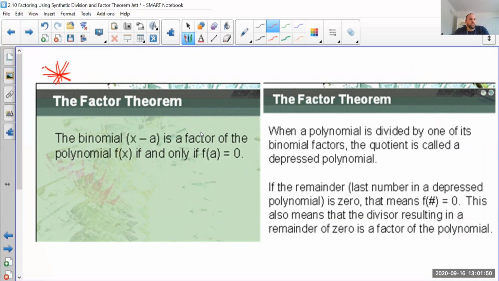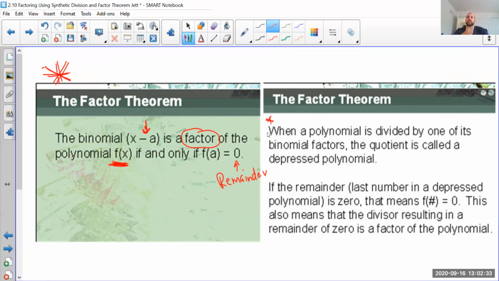What I just explained to you, that's what this says. So the binomial x minus a is a factor of the polynomial f of x if and only if f of a equals 0. What that's saying is that this right here is a factor of some polynomial. We're calling that polynomial f of x, if the remainder is 0. Okay, that's what it's saying. It's saying this is a factor of the polynomial if the remainder is 0. And that's exactly what the words over here say.